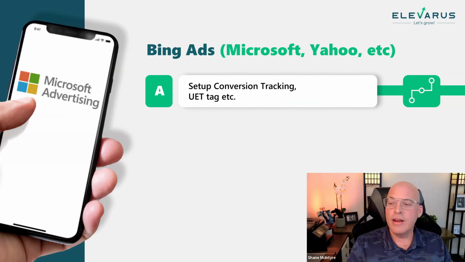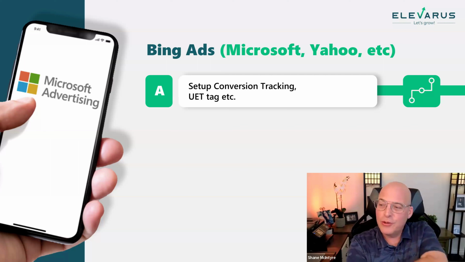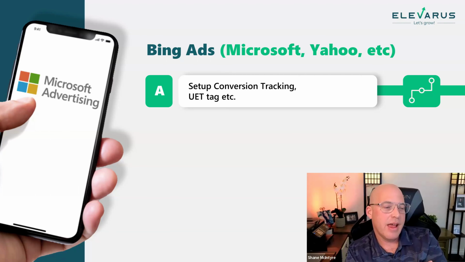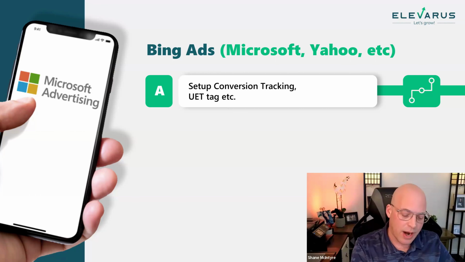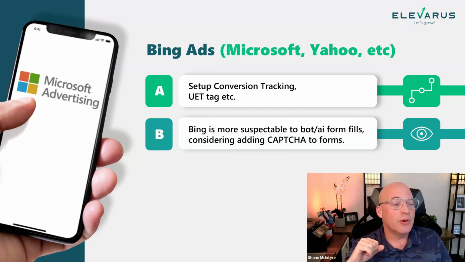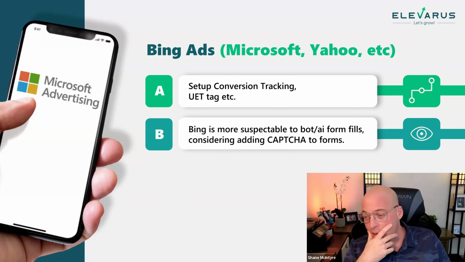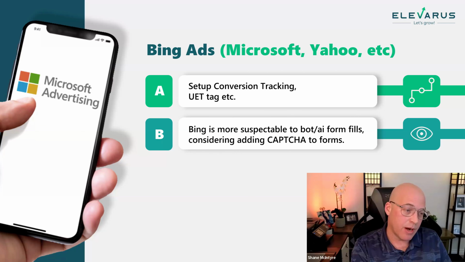All right. Next up, Microsoft, Yahoo, and Bing Ads. Bing is also very similar to Google. You want to make sure you have your conversion tracking set up. You also want to be super, super aware of this: Bing is a lot more susceptible to bot and AI traffic. We've seen this with a lot of clients. So if you are running Bing traffic, Microsoft, Yahoo, I think DuckDuckGo is part of Bing as well, you probably want to have CAPTCHA and just be mindful of the type of traffic, because we have seen a little bit more bot spam traffic on Bing.